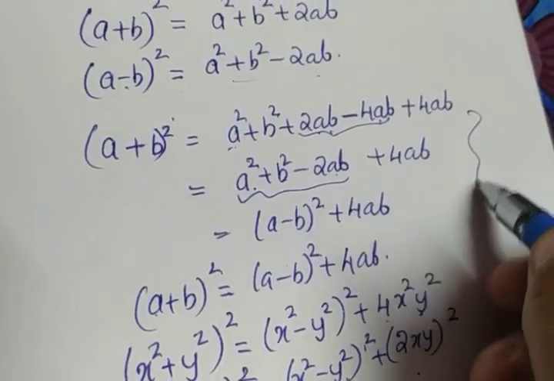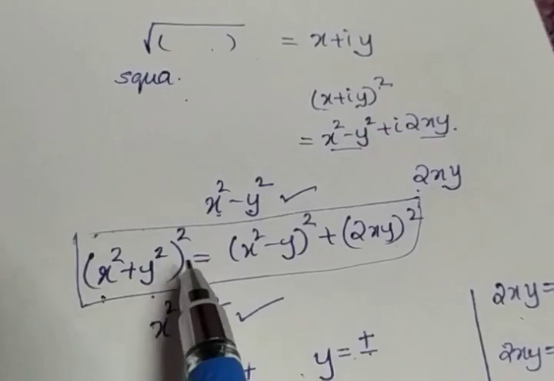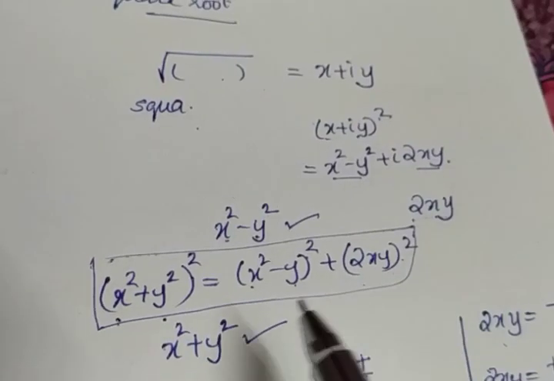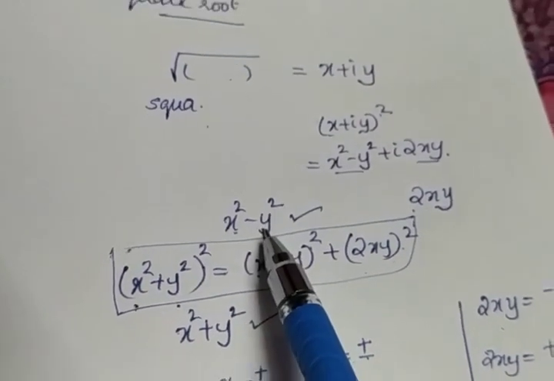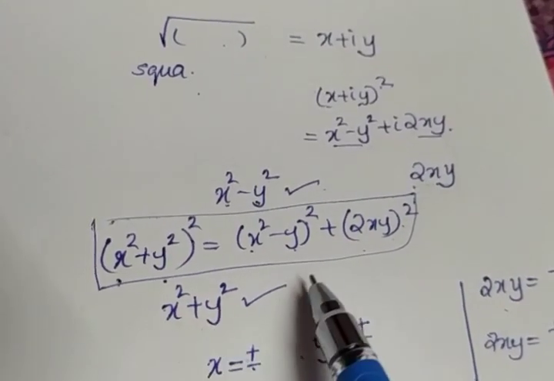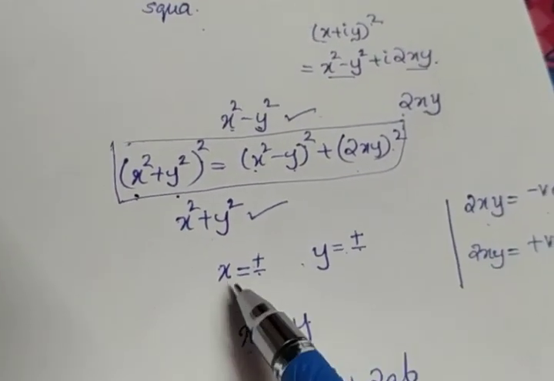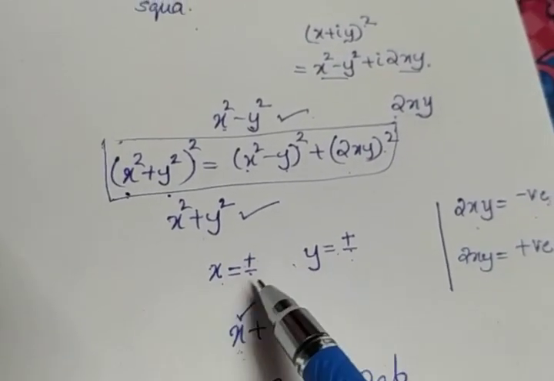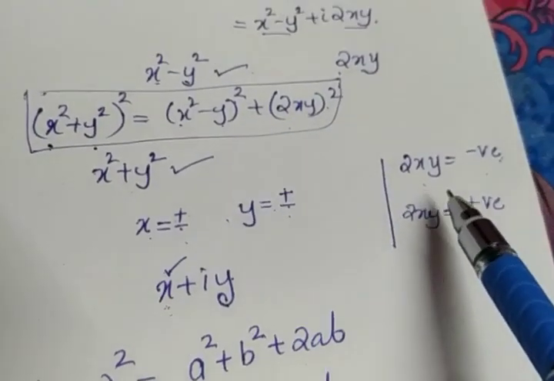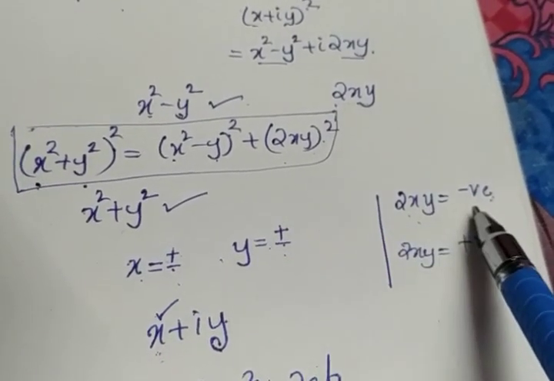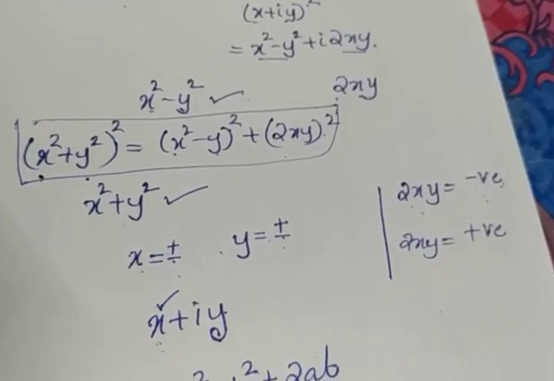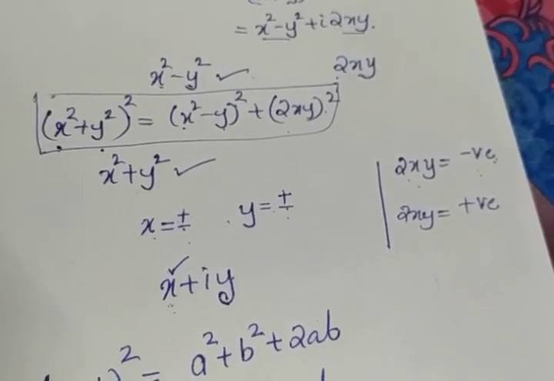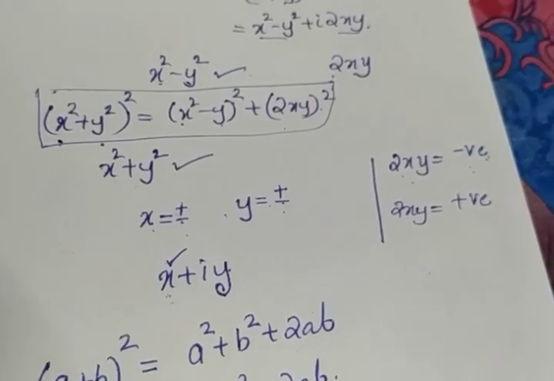No need to learn all these steps by heart, just remember the formula x square plus y square the whole square equal to x square minus y square the whole square plus 2xy the whole square, and simplify these two equations, x square minus y square equal to some value and x square plus y square equal to some value. Find the values of x and y. x will have positive and negative values, y also will have positive and negative values. To choose whether it is positive or negative, you have to go by the sign of 2xy. If 2xy is negative, x and y will have different signs, and if 2xy is positive, x and y will have the same sign. So this is altogether what the chapter complex numbers is about.